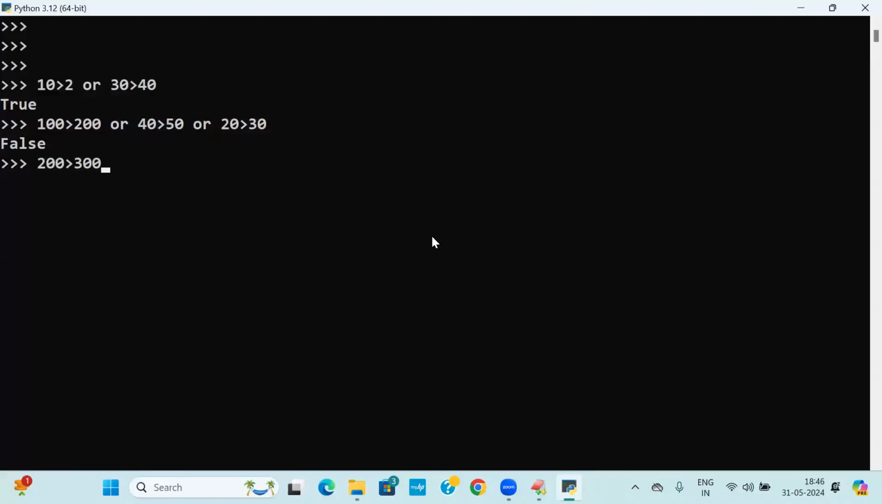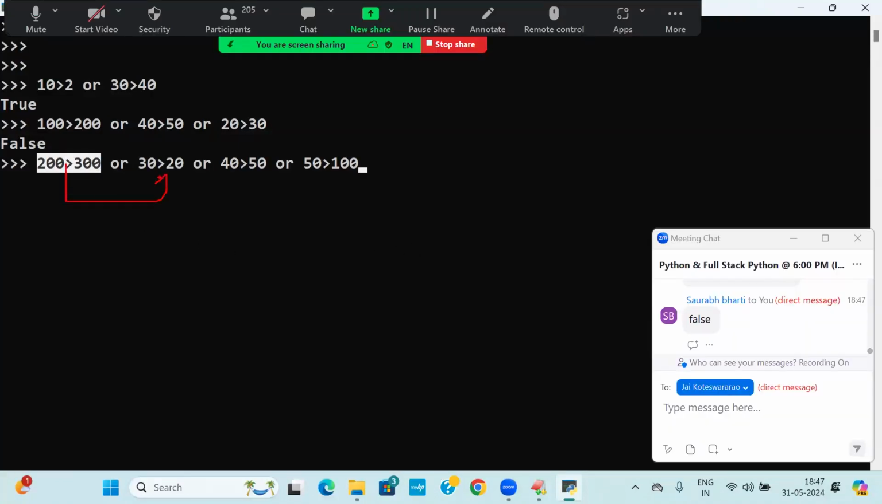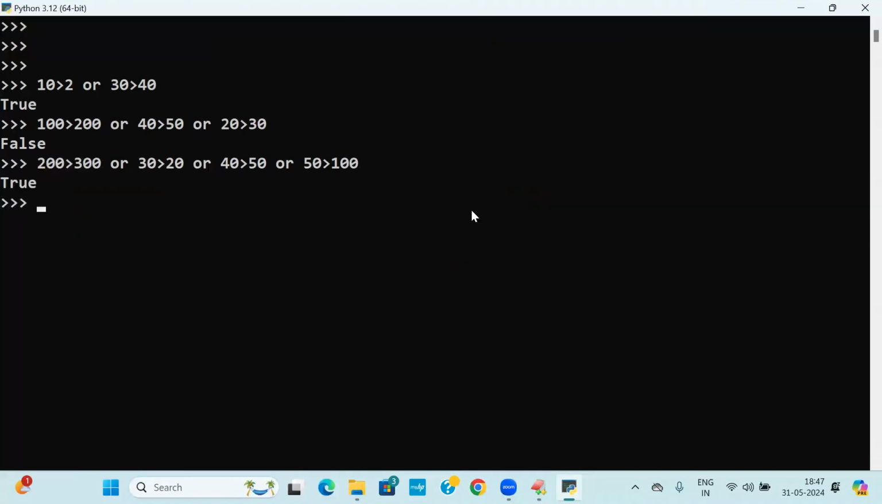200 greater than 300 or 30 greater than 20 or 40 greater than 50 or I am writing 50 greater than 100. Come on. First one is false. Compulsory go to second. Second one is true. False or true, true. And the rest of them it will not go. And simply result is considered as what? True. It is also known as what? Short circuit evaluation. Okay. Now it is simple now.